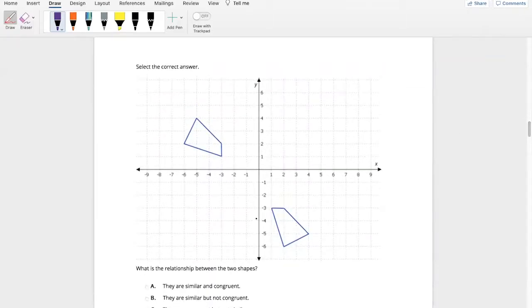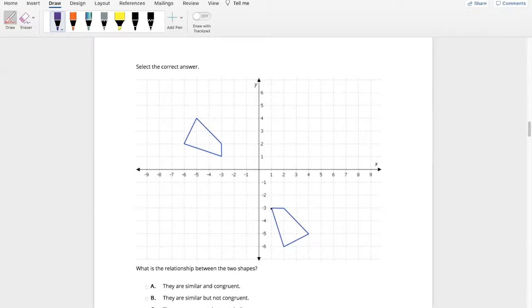Let's take a look at the next one. What is the relationship between the two shapes? Well, let's see. It looks like it has been rotated, or even like a reflection here. So it could be through a rotation or a reflection across this axis here, our y equals x axis, that they would exactly match up.